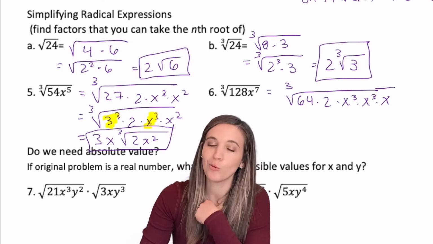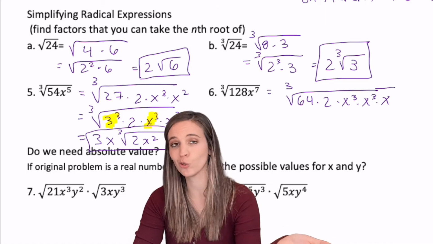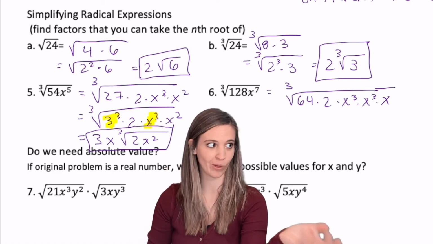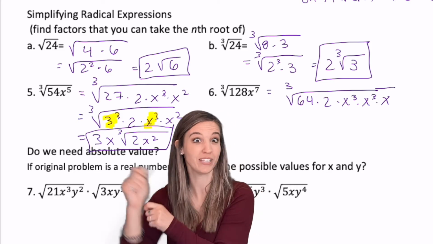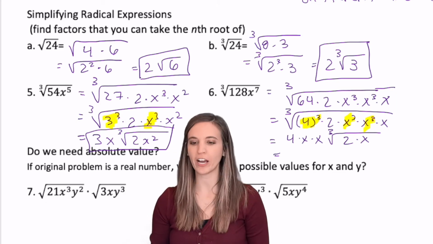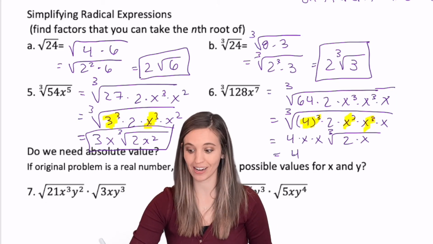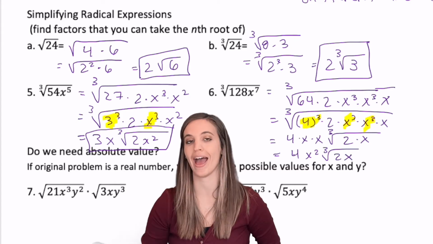Okay, last one's a cube root again, so I'm looking for cubes. Well, 128, 64 times 2, and then x to the 7th. Well, I could get x to the 3rd times x to the 3rd, that's 6 of them, and then times x to the 1. So final answer, I'm going to get 4 times x times x, which is x squared, times the cube root of 2x.